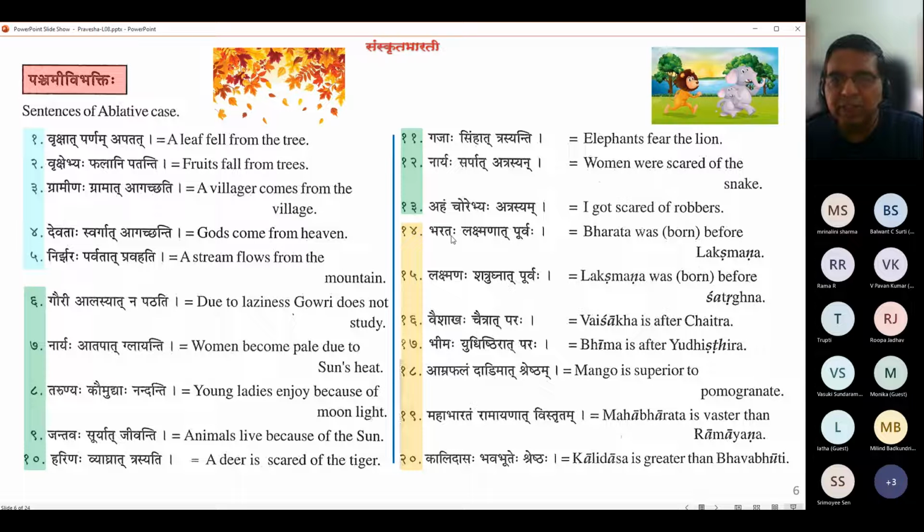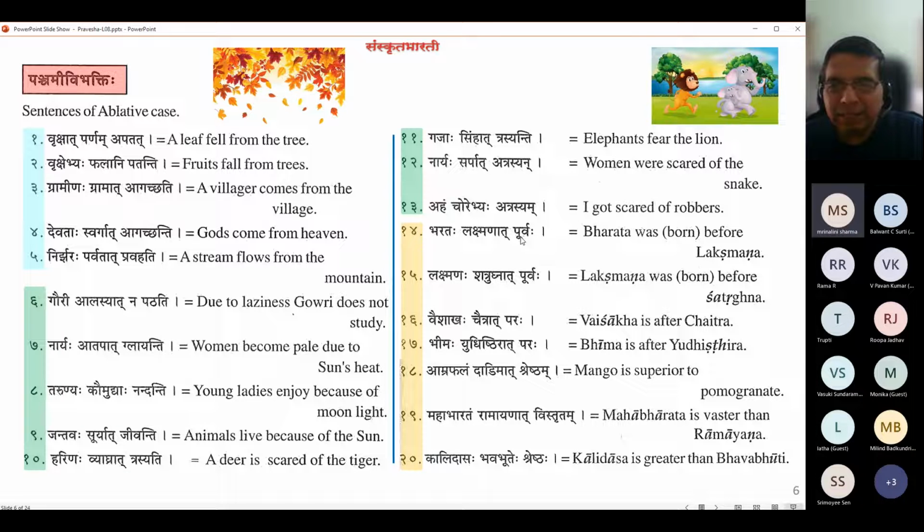We have to assume: Bharataha Lakshmanat Purvaha Asit, Lakshmanaha Shatrugnat Purvaha Asit, Vaishakaha Chaitrat Paraha Asti. Today also it is so. That's why we better say Asti. Bhimaha Yudhishtirat Paraha Asit. So don't focus on the absence of the Kriya Pada. The Kta Kridanta ending word is complete, but you can add the correct Adhyaharana.